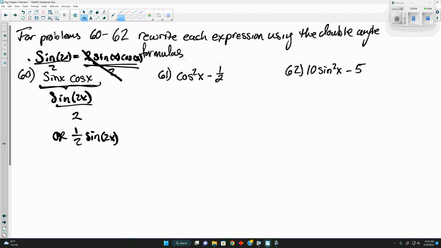Like the next one is supposed to be, because we have cosine squared of x minus 1/2. Well, one of the formulas for cosine of 2x is equal to 2 cosine squared of x minus 1. To get this here, really, they multiply both sides by 1/2. So this here is actually 1/2 cosine of 2x. Is it making sense how they're getting to these here?